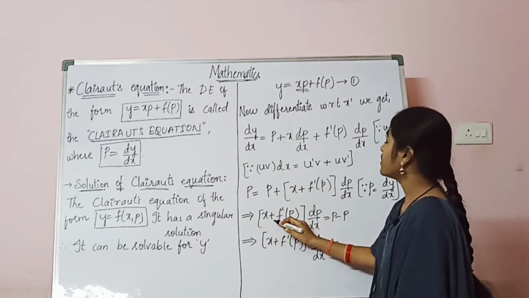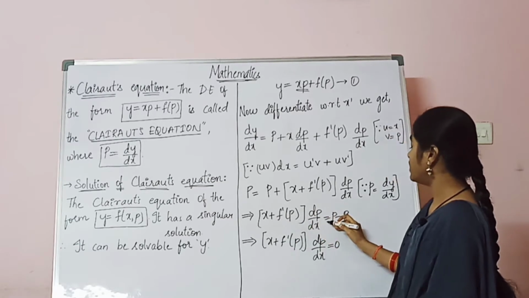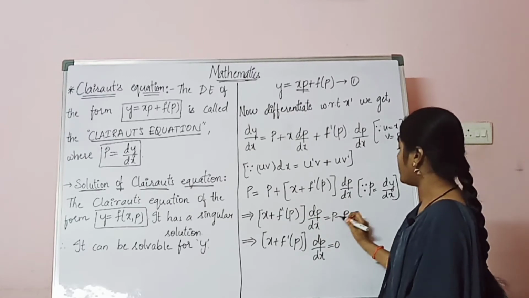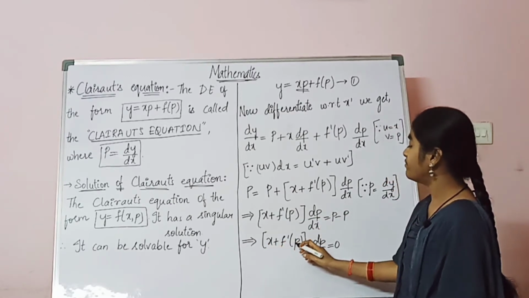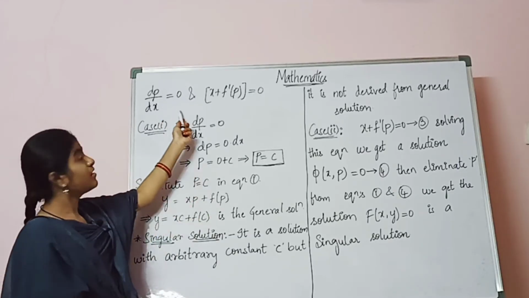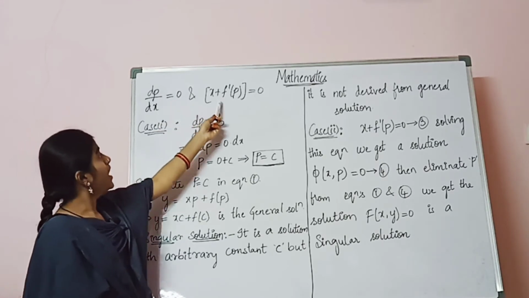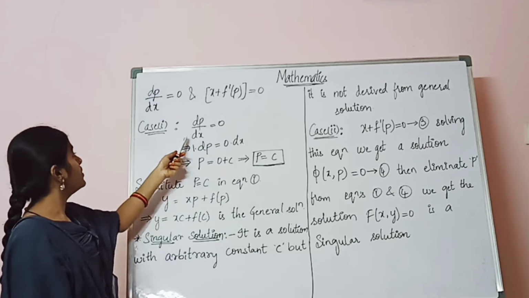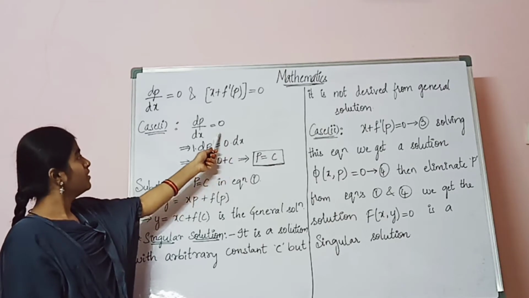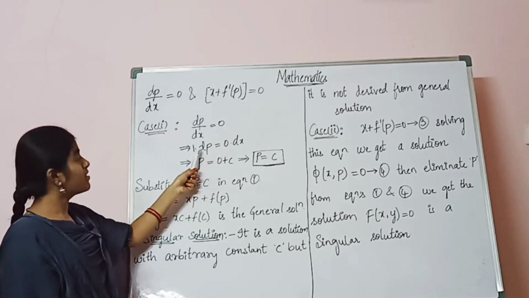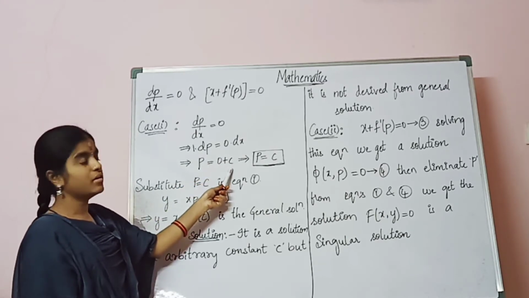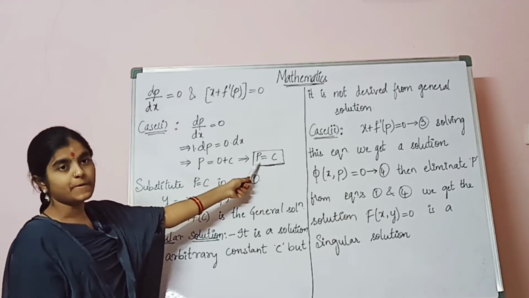That implies x plus f dash of p into dp by dx equals p minus p, which is 0. Now we have to separate this: dp by dx equals 0 and x plus f dash of p equals 0. Case 1: dp by dx equals 0. Integrating, dp equals 0 into dx, so p equals 0 plus constant, that implies p equals c.